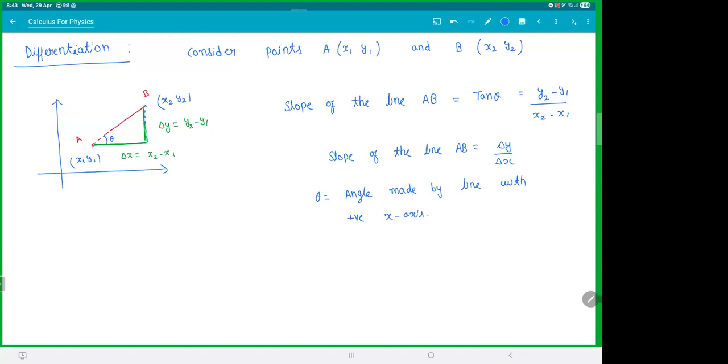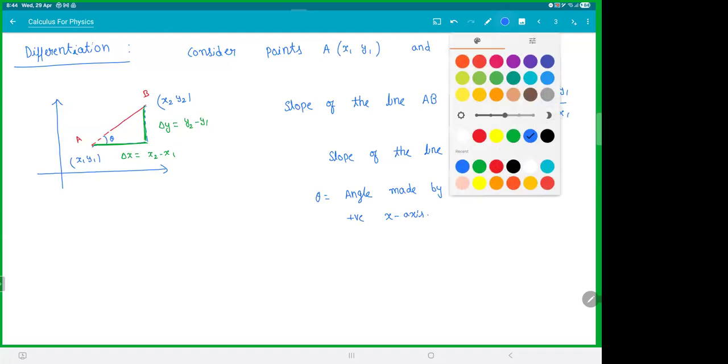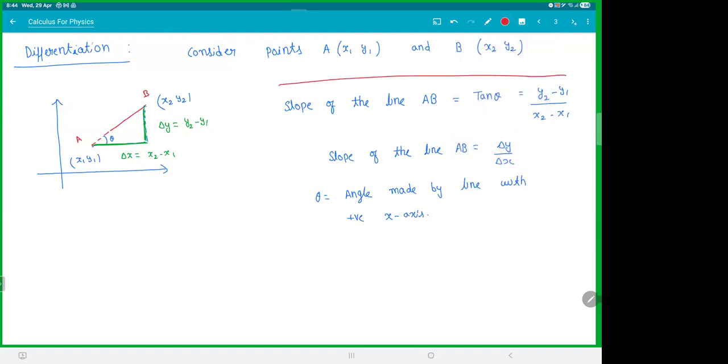Clear with this stuff? I'm sure you learned all this stuff in school, right? The slope of a line, tan theta. In case you don't know, this is called a slope. Great. So if it is a line, I know how to find the slope.